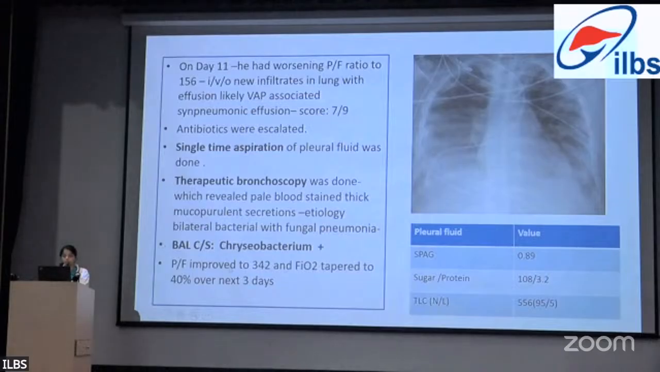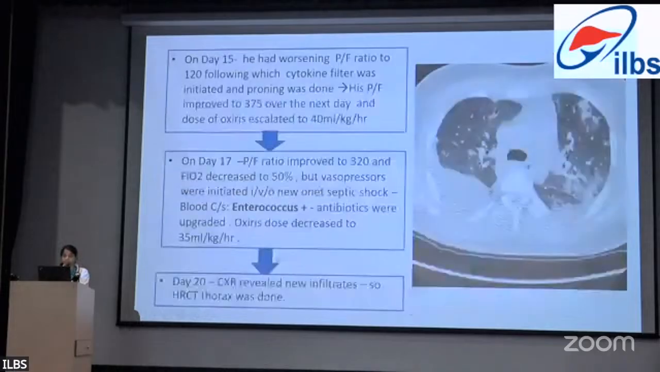PF improved to 342 after single-time aspiration and bronchoscopy, and FiO2 was tapered to 40% over the next 3 days. On day 15, again, he had worsening PF ratios to 140, 120, following which cytokine filter was initiated and proning was done. His PF improved to 375 over the next day, and dose of Oxiris was also escalated to 40 ml per kg per hour. On day 17, PF ratios further improved.